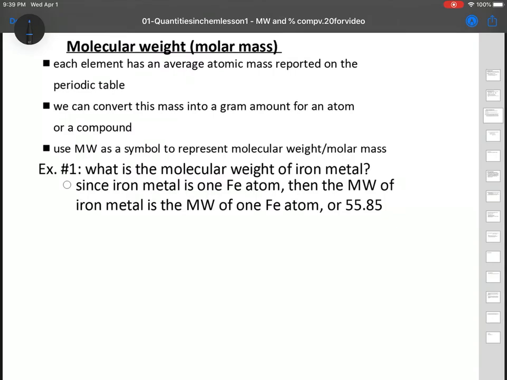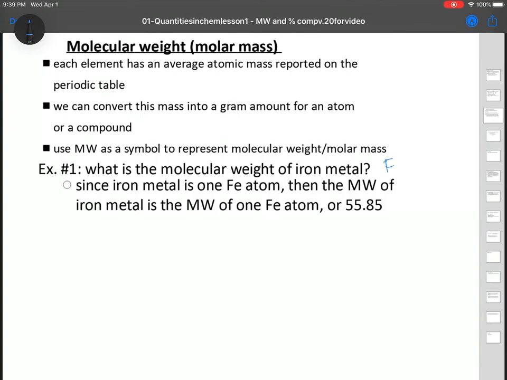So I'm just going to introduce molecular weight and a really simple calculation called percent composition. The next lesson, lesson 2, delves much more in depth into a quantity that we're going to use, which is called the mole. Okay, so you do need your periodic table. Again, you don't need to memorize it, but it says here, what is the molecular weight of iron metal?